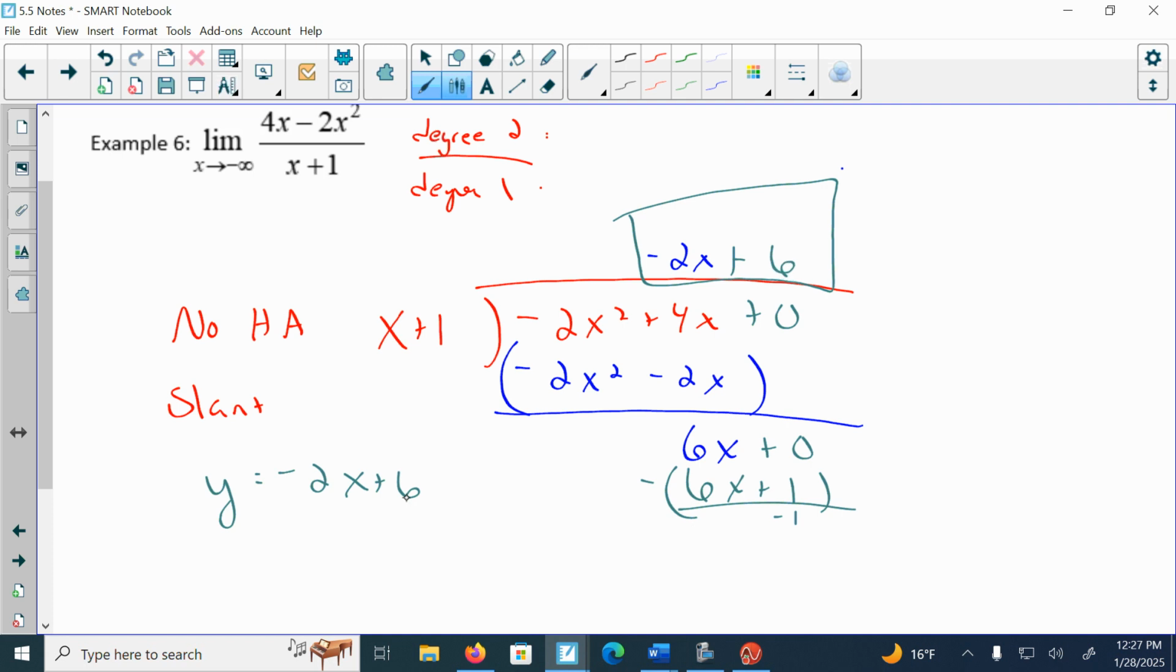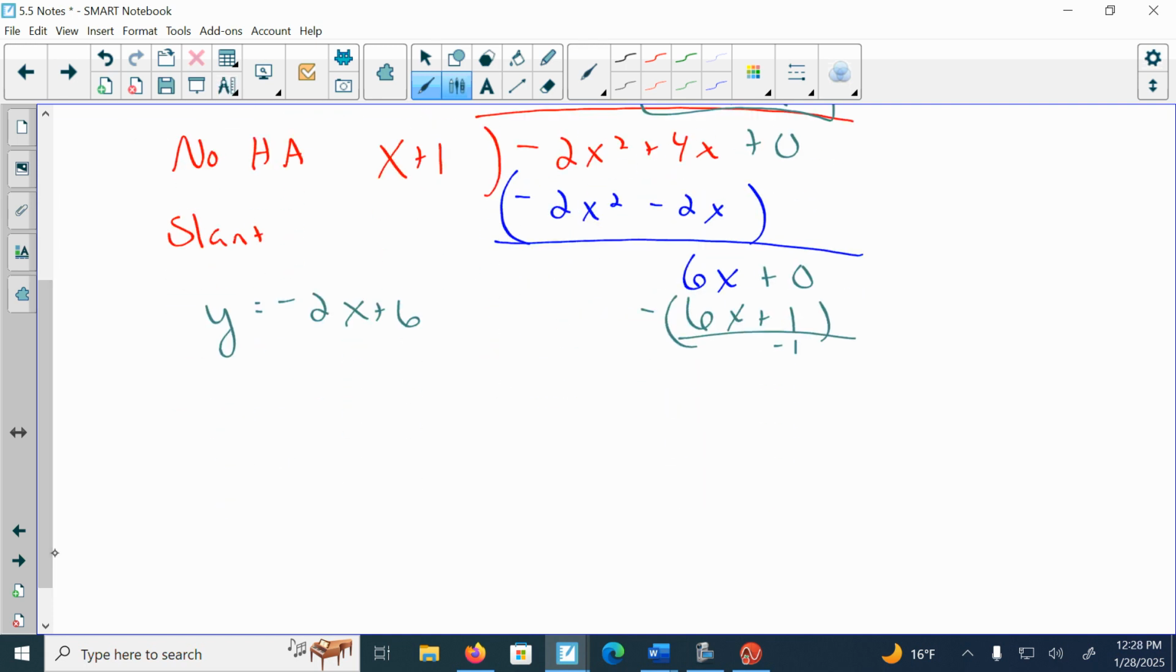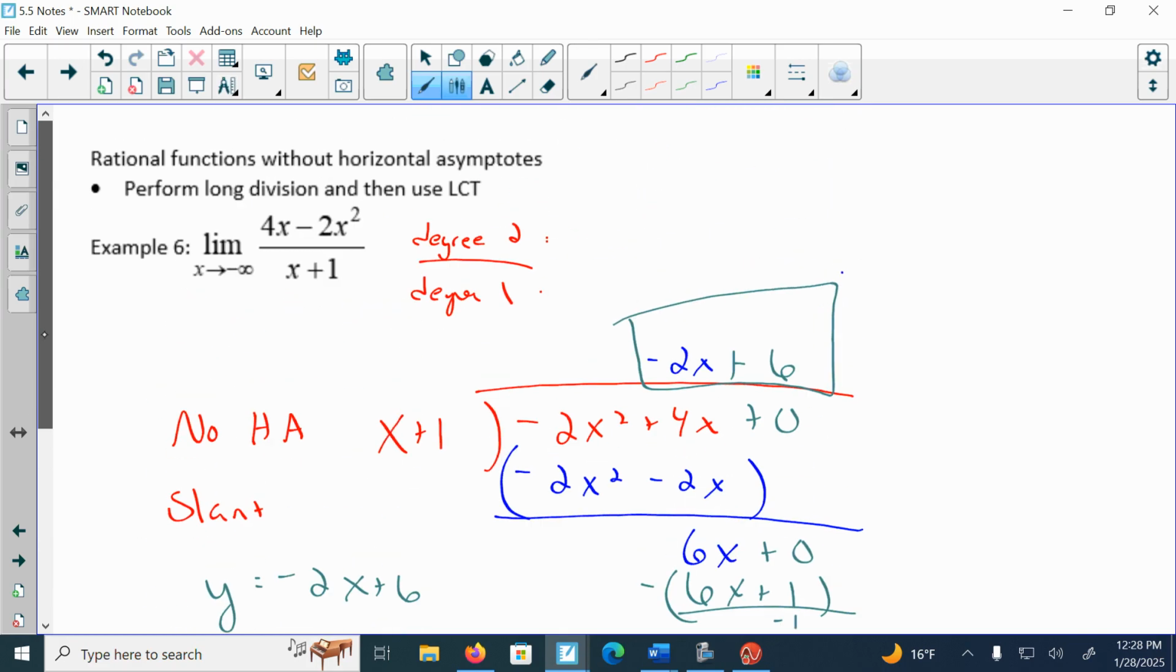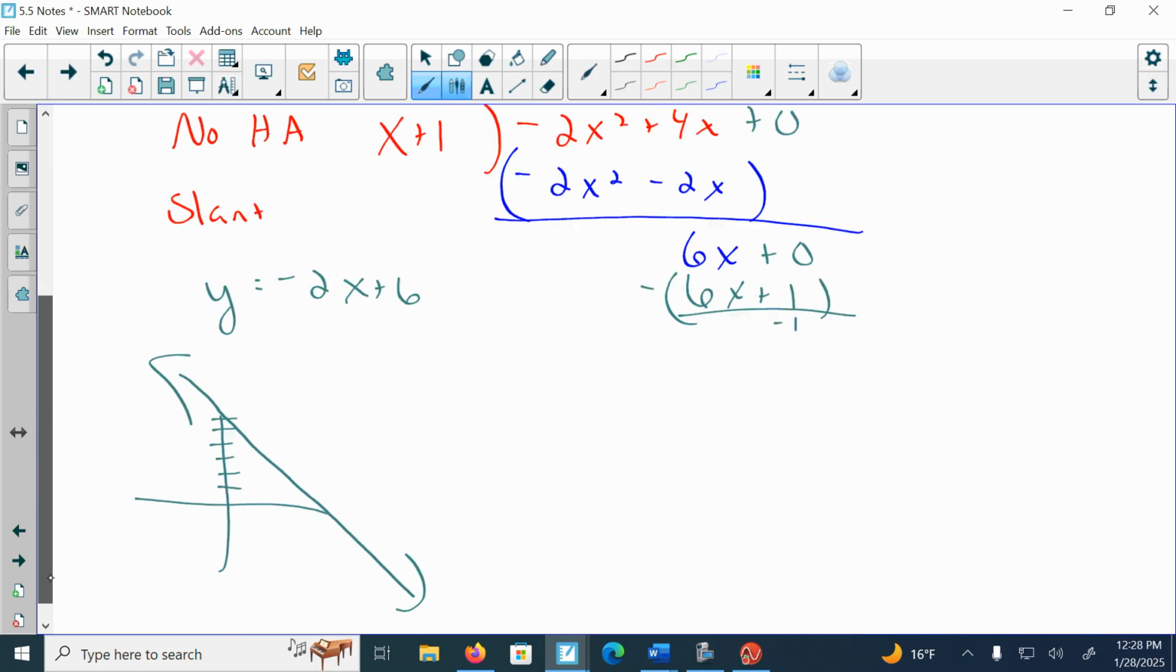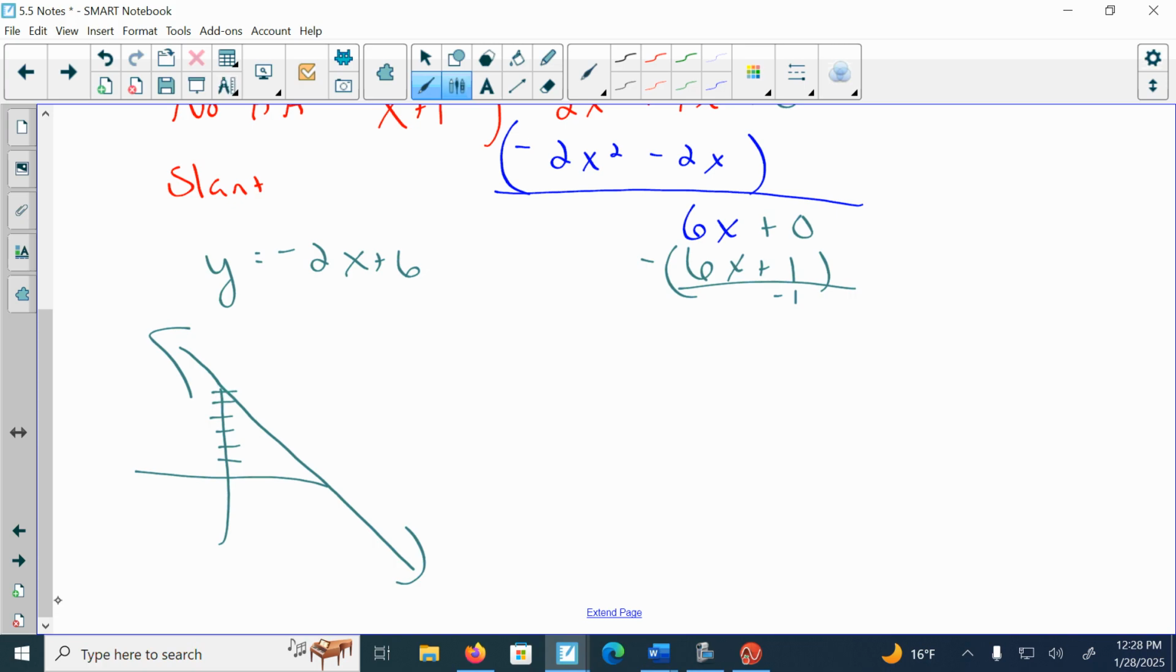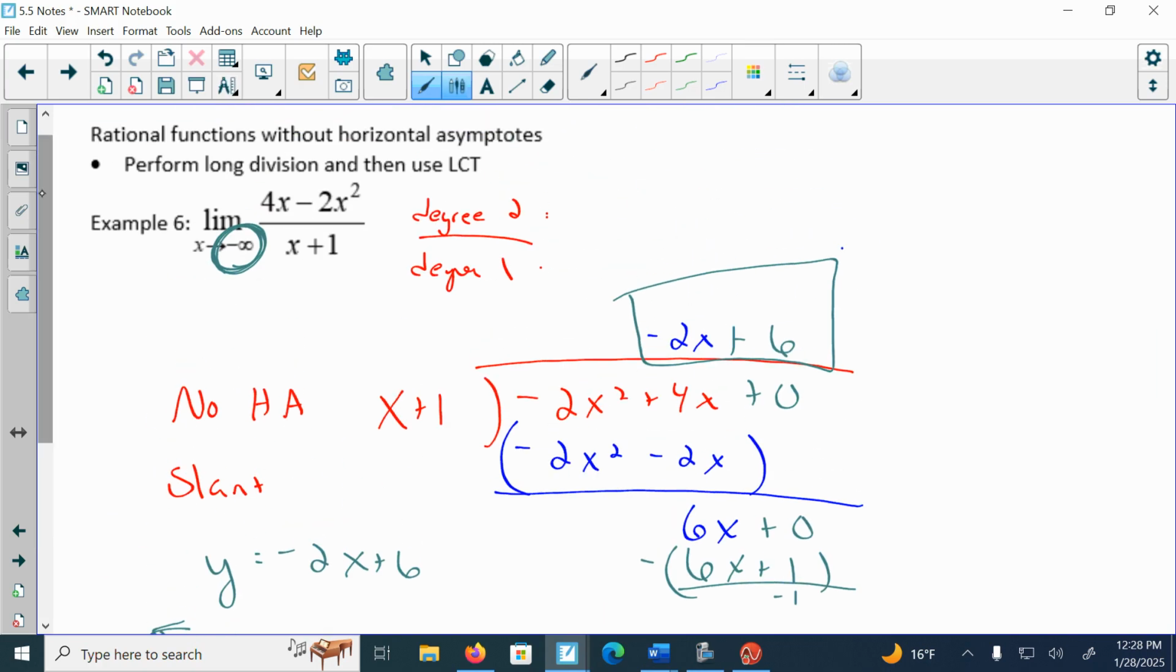So I could actually graph it, I could think about it. What I do know is it's a graph that looks something like this. I know as I go to the right, it's going to go down. As I go to the left, it's going to go up. This is as x approaches negative infinity. So this graph is going negative infinity this way, which means this graph is going up. So my answer is going to be positive infinity.